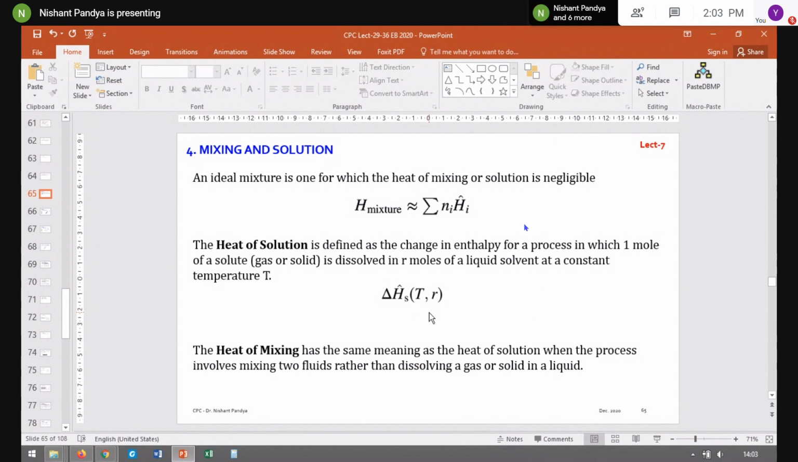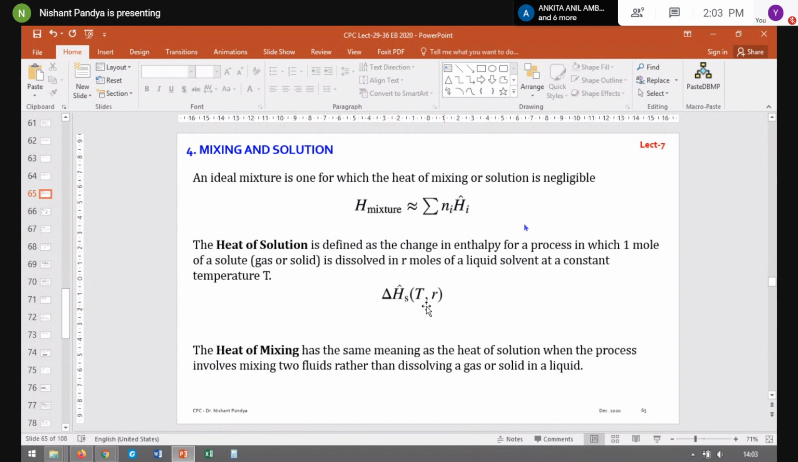Whatever enthalpy change occurs at a constant temperature is called the enthalpy heat of solution, the standard specific heat of solution, at a given temperature. So this data, again, for various components is available. Again, those tables are available.